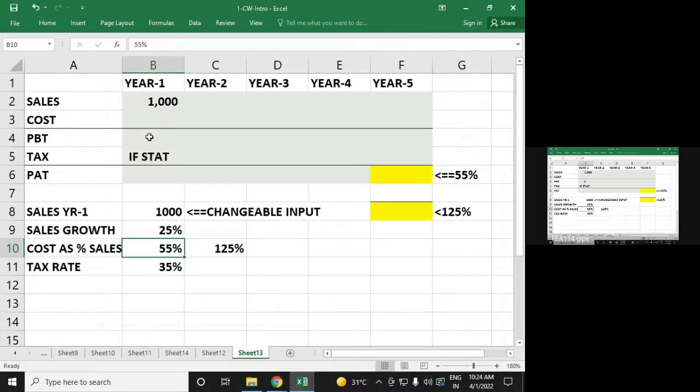The next part. Yeah. Second answer is just changing 55 to 125 and the answer will come. Considering the idea is to check whether you have modeled the P&L correctly or not.